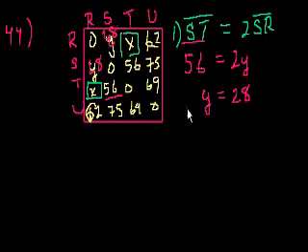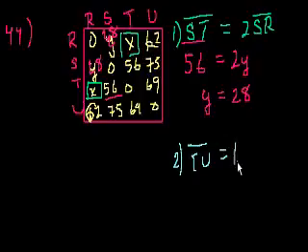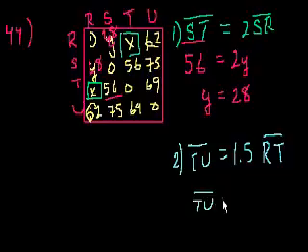Y is 28. Statement number 2, see where this is going. By the most direct route, the distance between T and U is 1.5 times the distance between R and T. So the distance between R and T, this is the interesting thing, because this is our R and T is x, right? So they're saying the distance between T and U is equal to 1.5 times x.